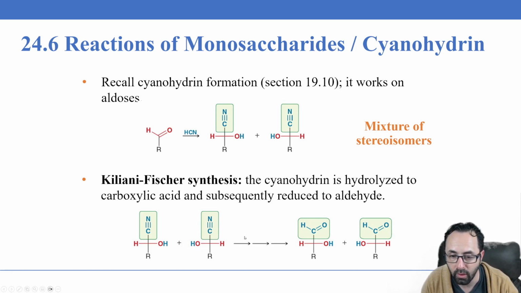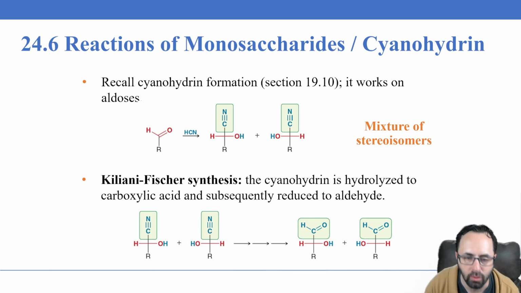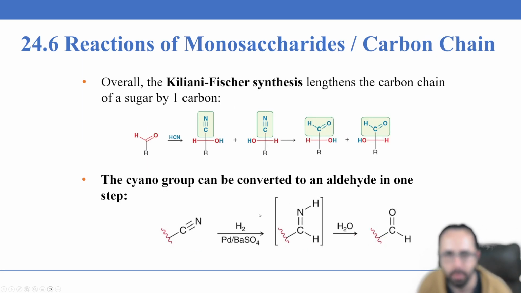So what this allows us to do is to add an additional carbon atom, right? When we add the cyano group here, we're adding an additional carbon atom. So that's given in blue here. We add this cyano group. Now, if we react the cyano group to produce an aldehyde, we will have an aldehyde with one additional carbon. So if you need to turn an aldehyde into the same aldehyde with one additional carbon, the Kiliani-Fischer synthesis is the way to do that.